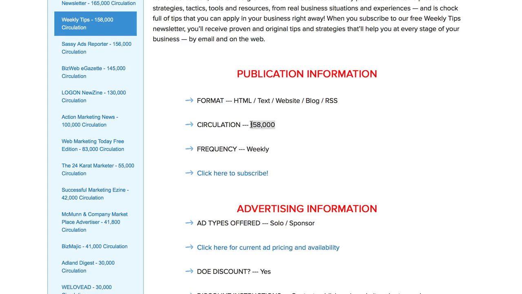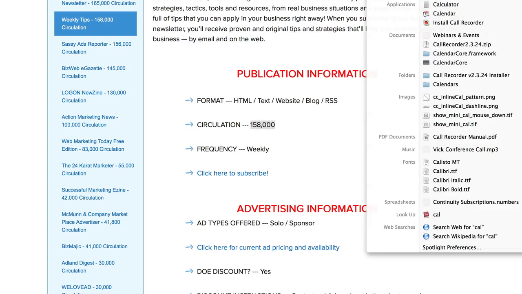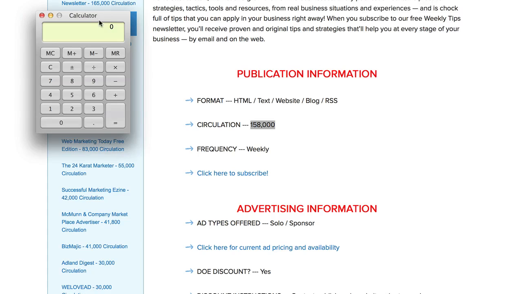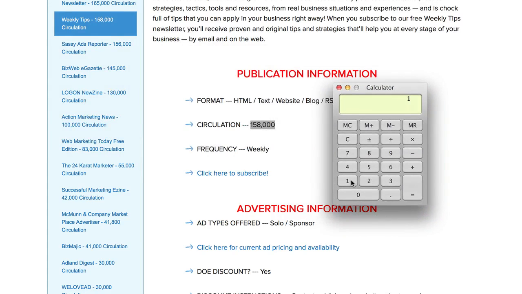So he is the guy behind this, and so if you send it out to 158,000, let's get a calculator here real quick. Okay, let's do this together. So let's say 158,000 circulation, right? Let's just be really, really conservative here. Let's say the email open rate is 5%, okay? That means that 7,900 people will actually open your email, okay?